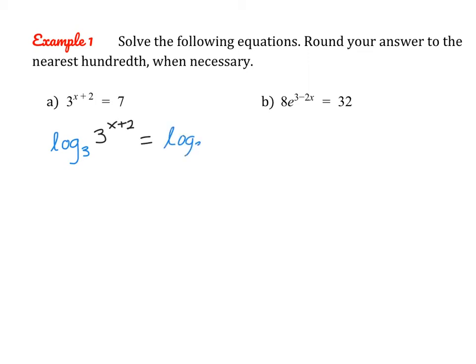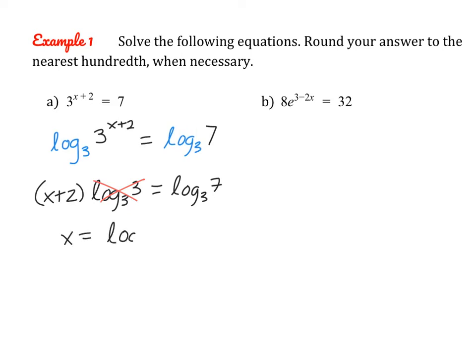So by doing this, you'll see that when we move this to the front, all we have left is x plus 2, and then we have log base 3 of 3, which we know is 1. So this will essentially simplify out. Or you can use that inverse property, and this would just simplify straight to x plus 2. So here I do need to finish solving for my variable, so I'm going to subtract 2 from each side. So x equals log base 3 of 7 minus 2.